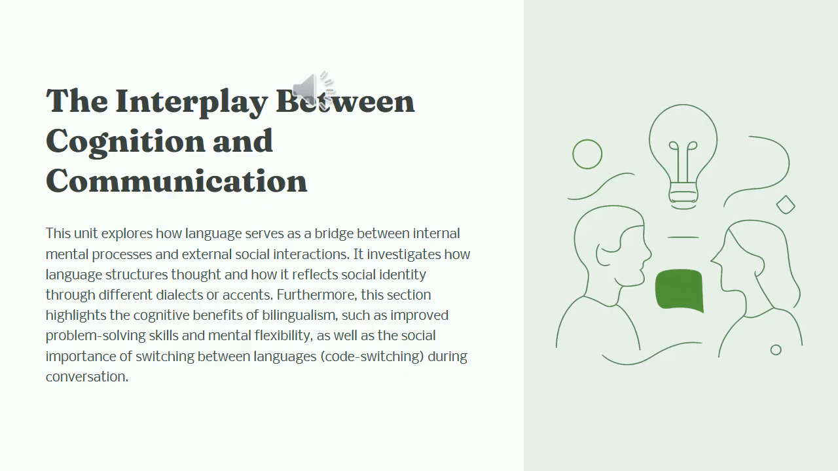The third unit is the interplay between cognition and communication. In this unit, we explore how language serves as a bridge between internal mental processes and external social interactions. It investigates how language structures thought and how it reflects social identity through different dialects or accents. Furthermore, this section highlights the cognitive benefits of bilingualism, such as improved problem-solving skills and mental flexibility, as well as the social importance of switching between languages, which is code-switching, during conversations.